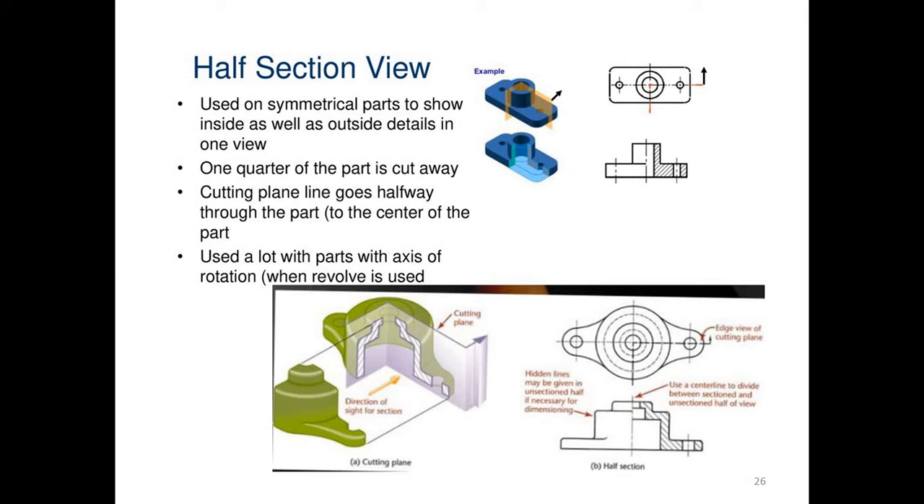Again, here are some examples of half section views. A half section view is used on symmetrical parts to show inside as well as outside details in one view. Normally, a half section is taken for symmetrical parts, and for clear showing of the inside as well as outside details in one view, a half section view is taken.